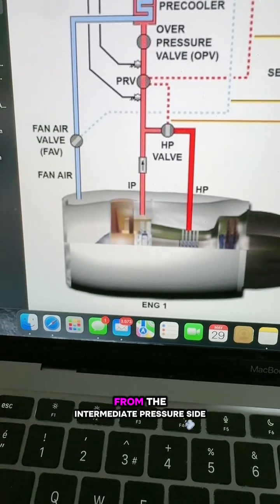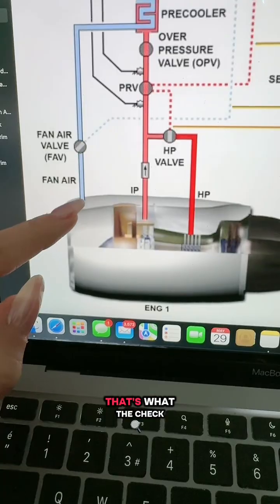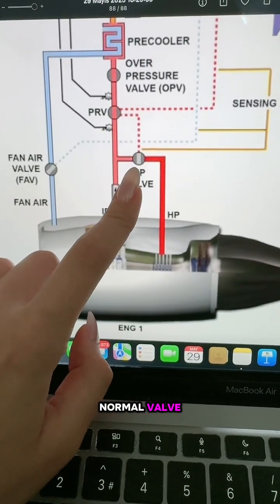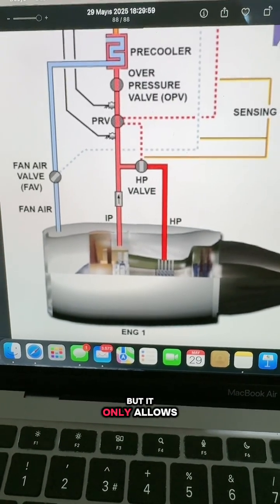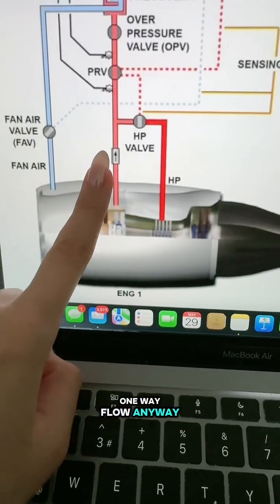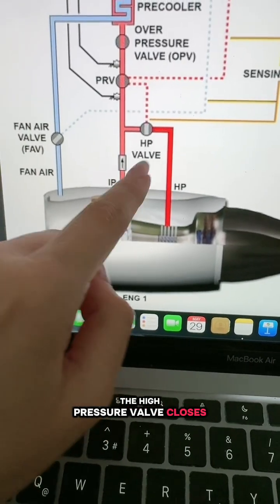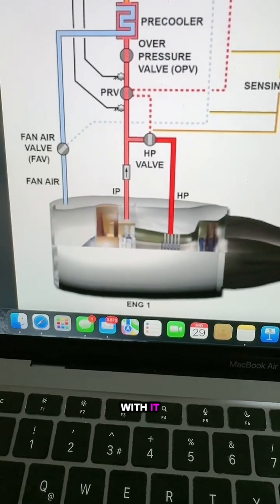This is the check valve. Once air passes from the intermediate pressure side, it can't flow back in the opposite direction. That's what the check valve does. This one is a normal valve. You can open or close this valve whenever you want, but it only allows one-way flow. Anyway, when you're taking air from the fifth stage, the high pressure valve closes so that air from the ninth stage doesn't mix with it.